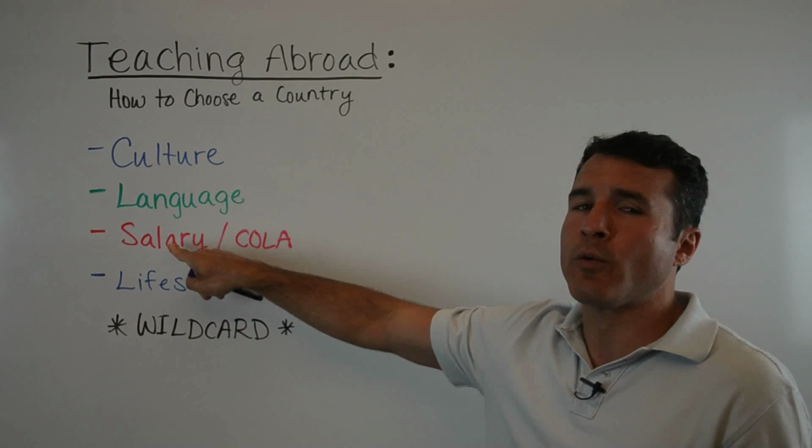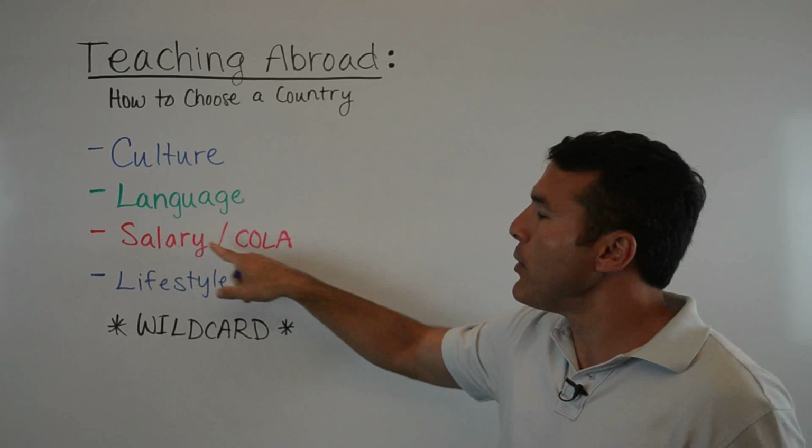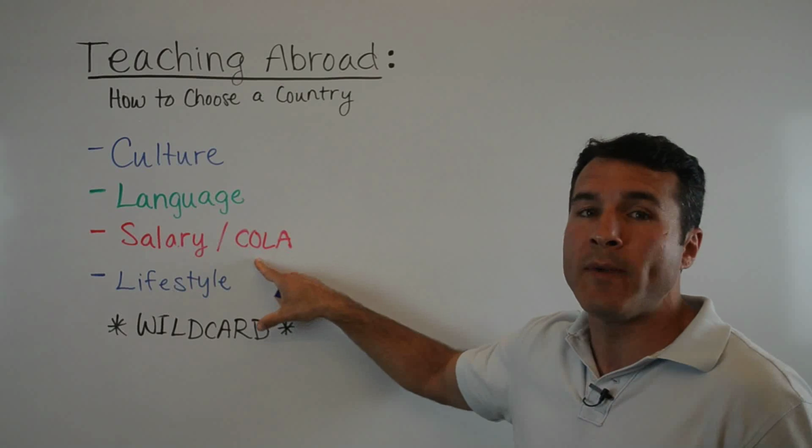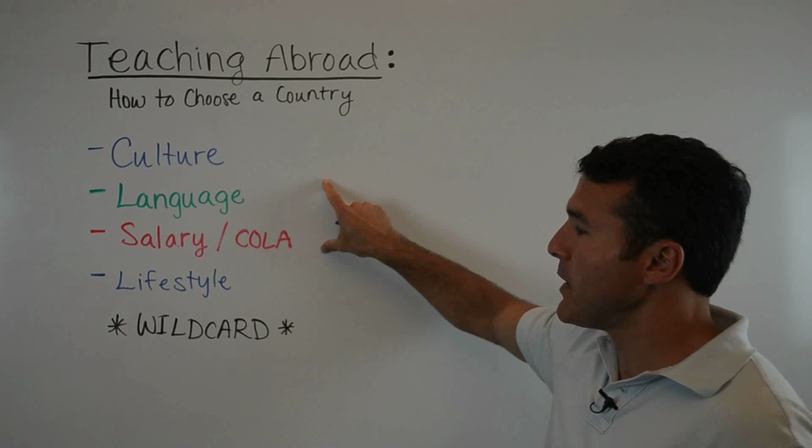So you don't want to just look at gross salary. A lot of people get stuck on gross salary. I need to make X amount of money per month. What you also want to look at is the cost of living of where you're going to be. That's important. So these are factors you want to consider as well when you're thinking about a country.